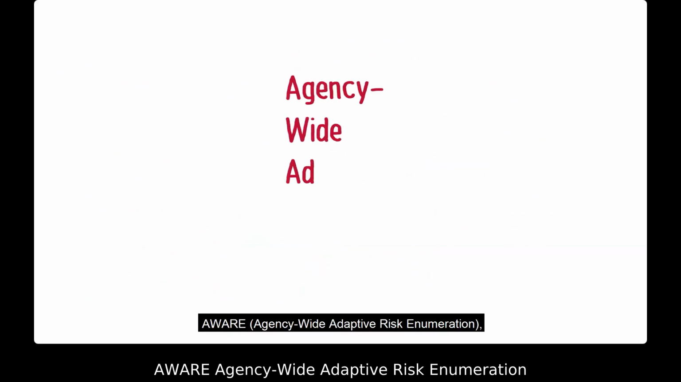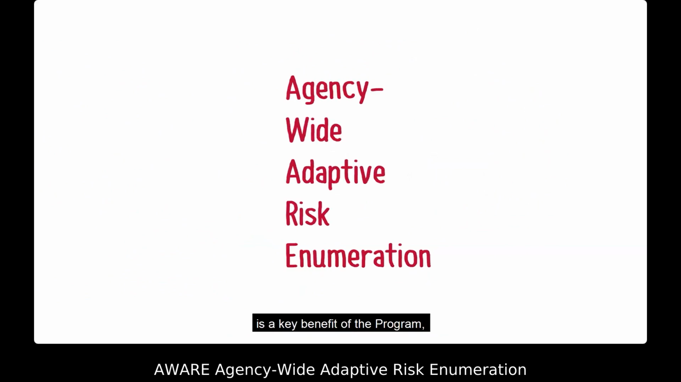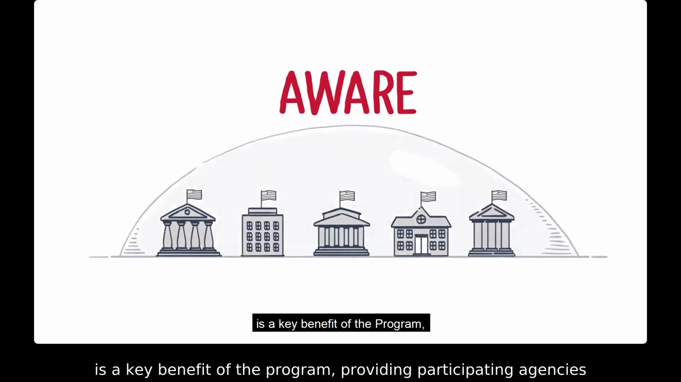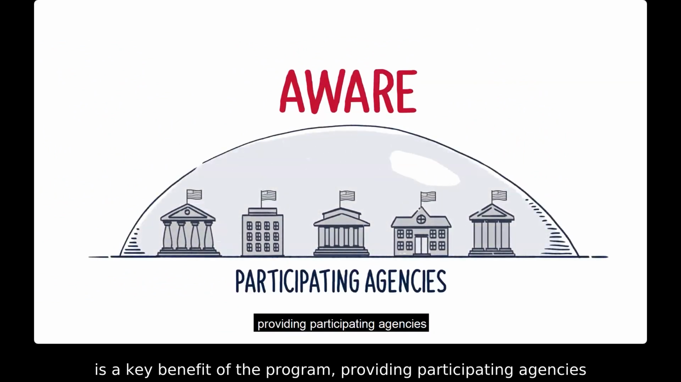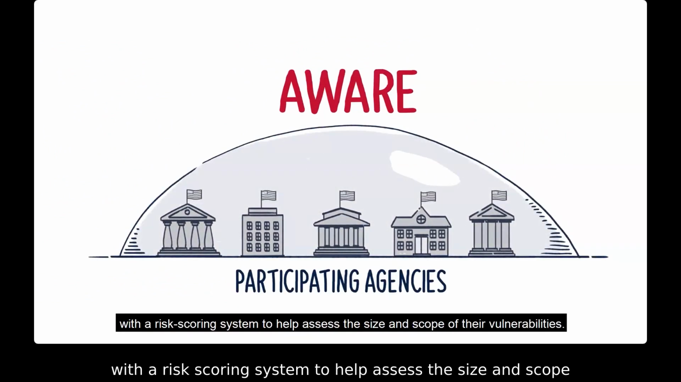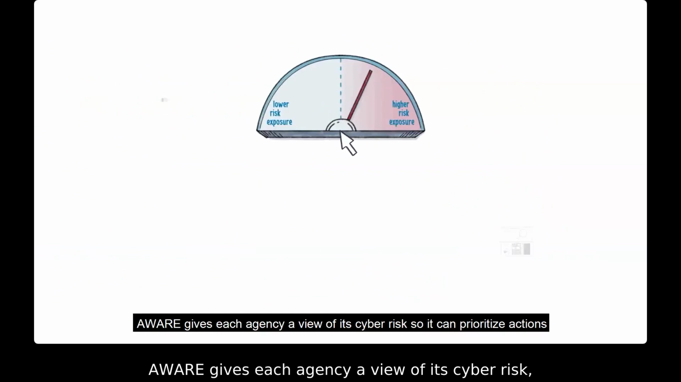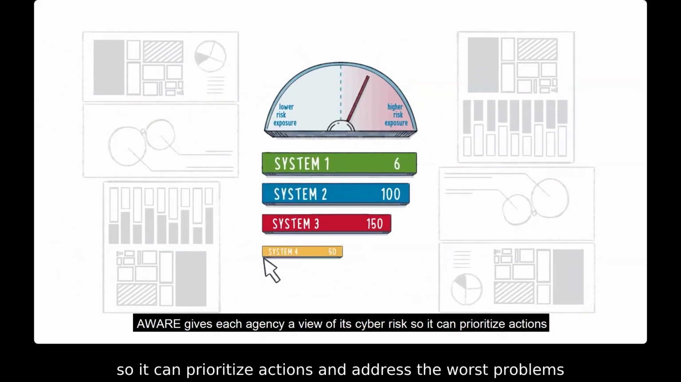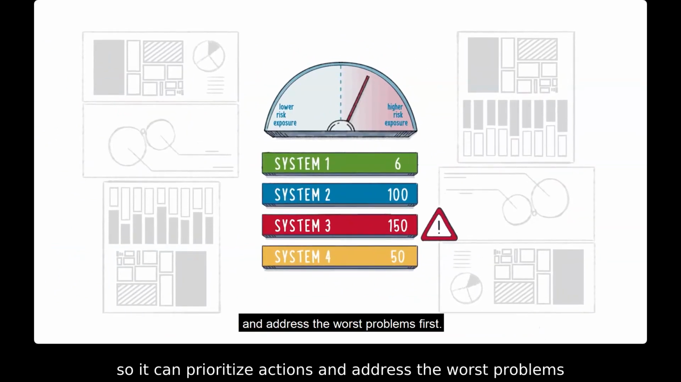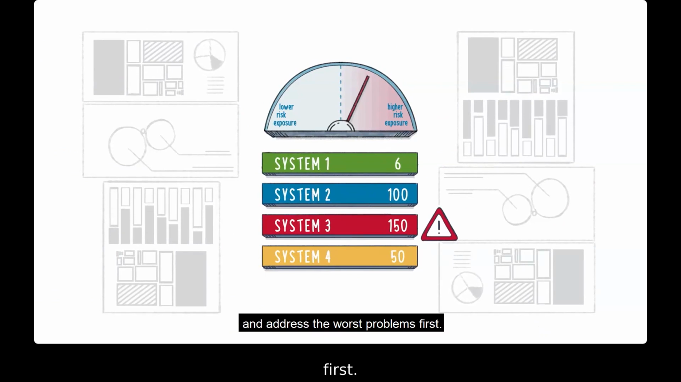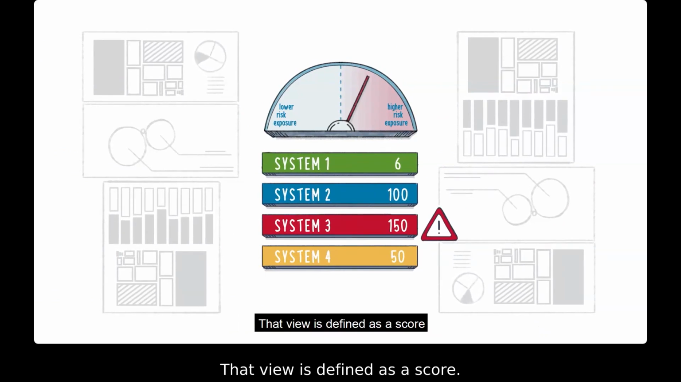AWARE, Agency-Wide Adaptive Risk Enumeration, is a key benefit of the program, providing participating agencies with a risk scoring system to help assess the size and scope of their vulnerabilities. AWARE gives each agency a view of its cyber risk, so it can prioritize actions and address the worst problems first. That view is defined as a score.